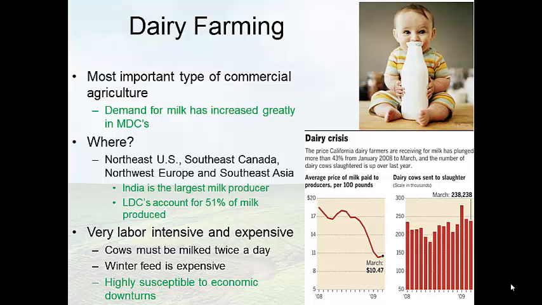Now, India is the largest milk producer. If you remember, we saw that map where cattle was a large percentage of livestock in India. Well, here's the reason why. Now, LDCs also account for 51% of milk produced, so it's a good amount of milk by LDCs.